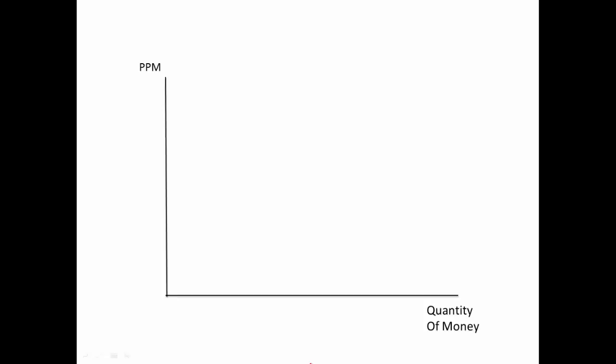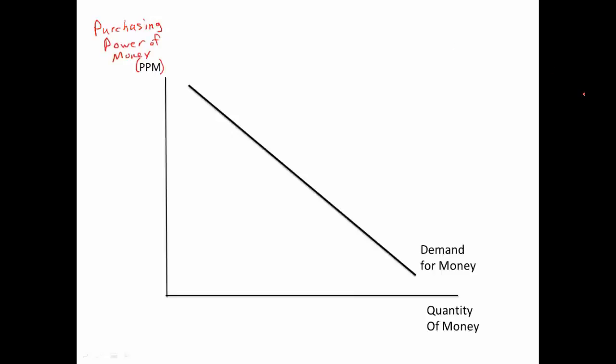And I've got quantity of money on the horizontal axis. Instead of price, you notice I have something a little different. It's called the purchasing power of money. That's what PPM stands for. This is the purchasing power, or the unit value of money in terms of what you can buy with it. And let's add in a familiar downward sloping demand for money curve and a familiar upward sloping supply or marginal cost curve.